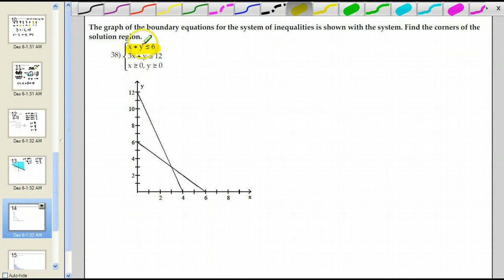Alright, 0, 0, the origin makes this true. So 0, 0 is going to be included in what's shaded here. Now x plus y equals 6 has 6 and 6 as its x and y intercepts. So this is that line. This is x plus y equals 6. So I'm going to shade in towards the origin for that one.